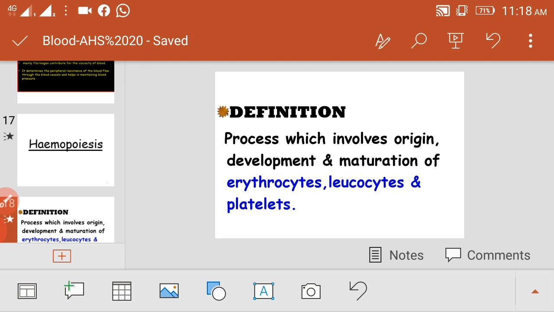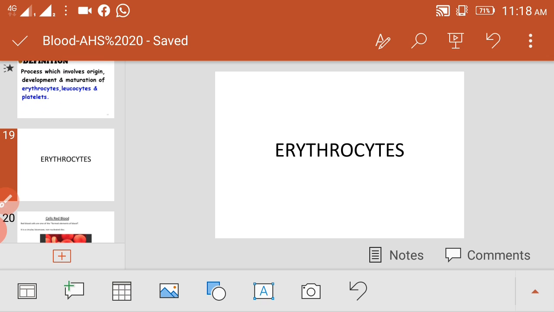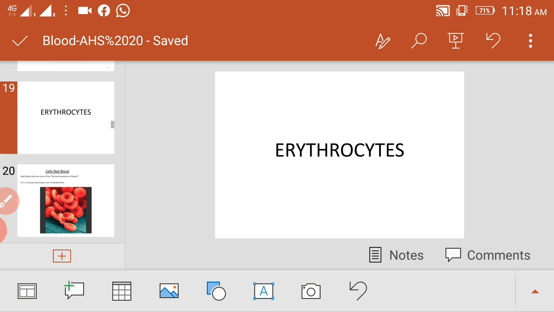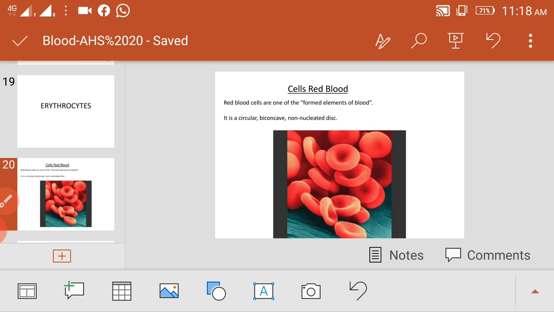Okay, so coming to the next one is the erythrocyte. We will study the RBC, what is its structure, what is the function and all. So it is one of the formed elements of the blood. It is a circular, biconcave and non-nucleated disc. It is a circular structure. Okay, so when you see it in a 2D direction, it looks circular.